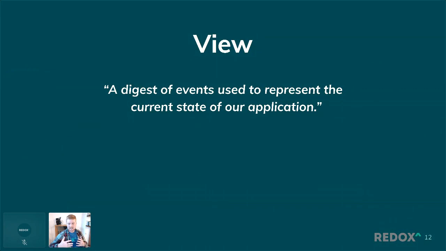And so if you're reading about it, you might get a definition that's very honed into a very specific technology. So things like Postgres or React, I believe Rails has some notion of a view, but they all define them very specifically to their domain. But I think there's kind of a common kernel we can distill out of those definitions to serve as our general definition for what we're talking about with a view. And that is, a view is simply a digest of events that we use to represent the current state of our application.